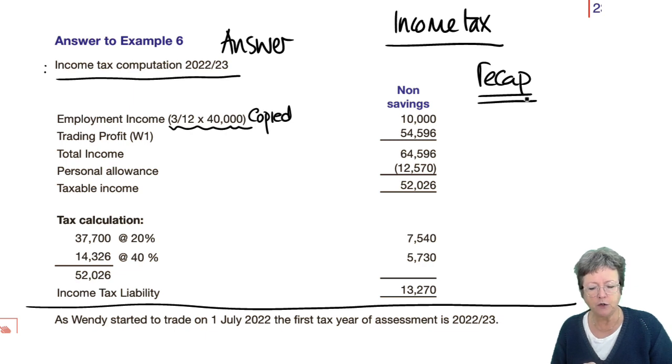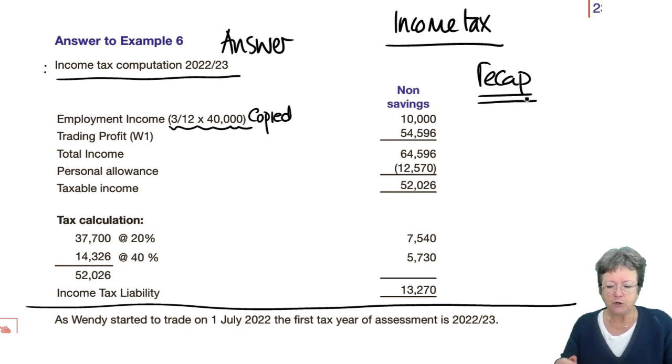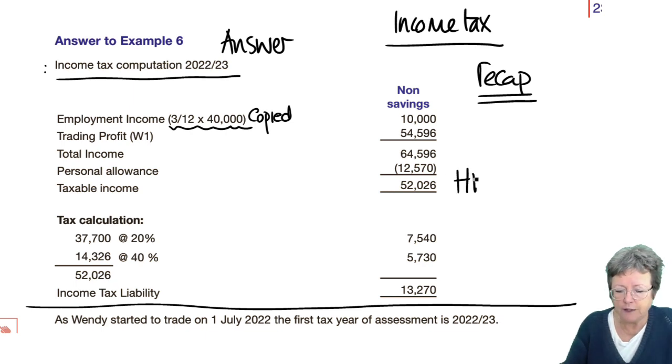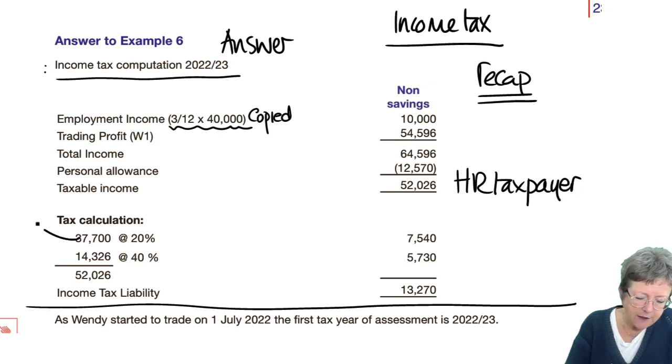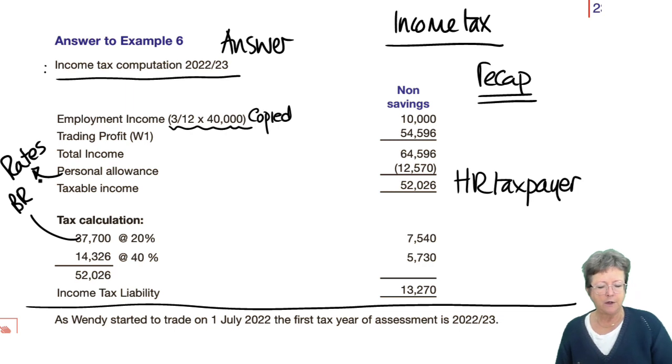It comes to 64,596. We deduct the personal allowance, giving an income that's taxable of 52,026. She is therefore a high rate taxpayer. These rates, that basic rate band, is in the rates, never guess, always check. So is the personal allowance.